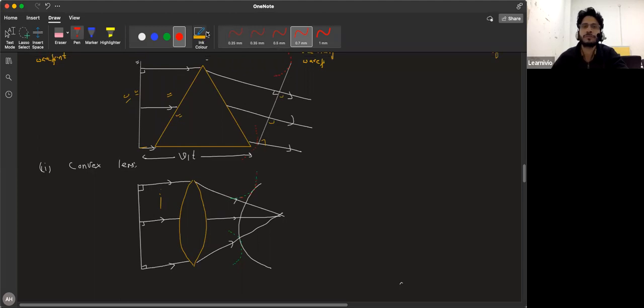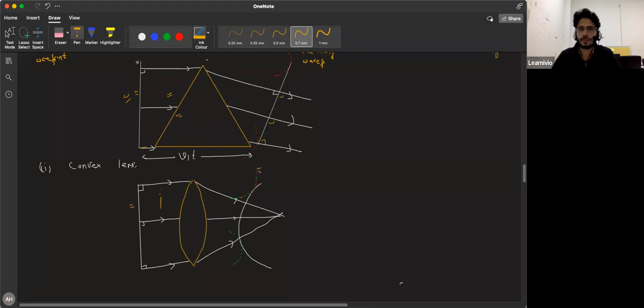Is it clear how I draw this? Because from basic ray optics, I know when parallel rays pass through a convex lens, they converge. So I just take that concept. This is the plane wavefront. This is the converging wavefront, and I draw the rays and the arcs.